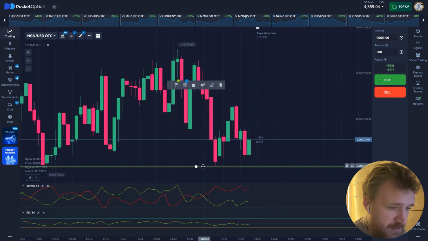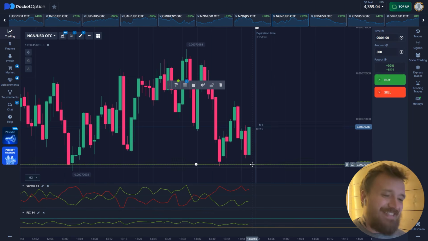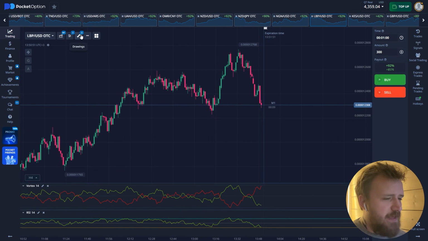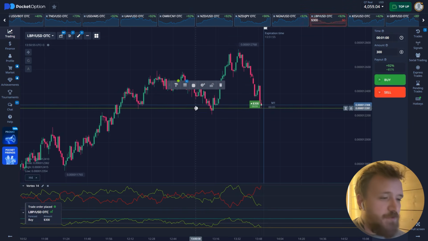Our best entry point here would be when the price touches the support level itself. That hasn't happened yet, so we'll skip it. That's going to be a great trade. I'm opening for 300 for an increase right now.